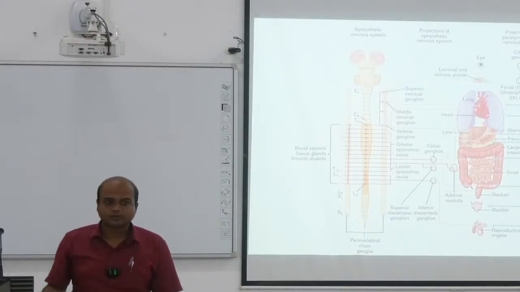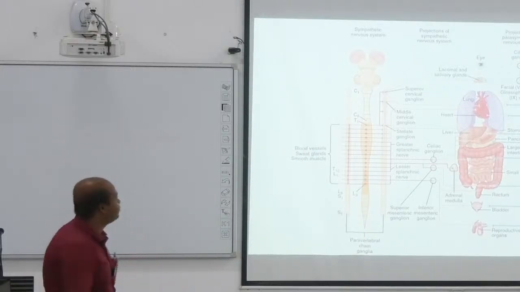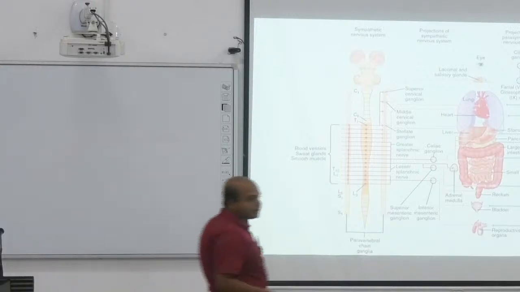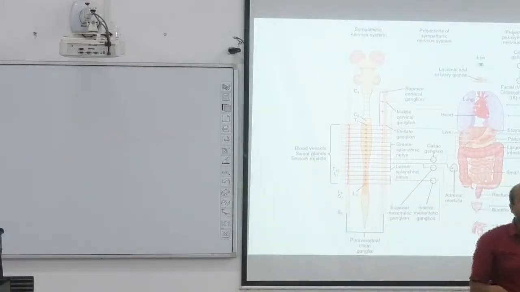7, 9, 10 are common in all cases. These first numbers are different. Okay. So they are controlling. Now some higher centers in the brainstem and hypothalamus are controlling.